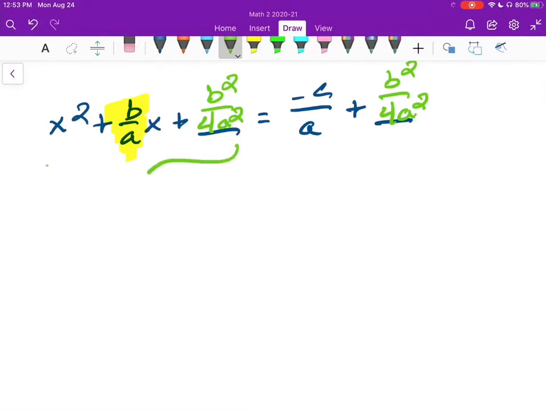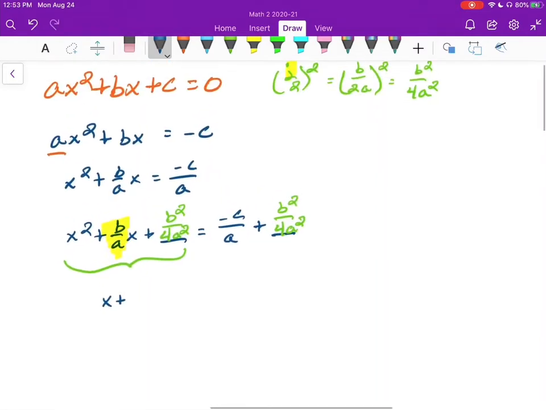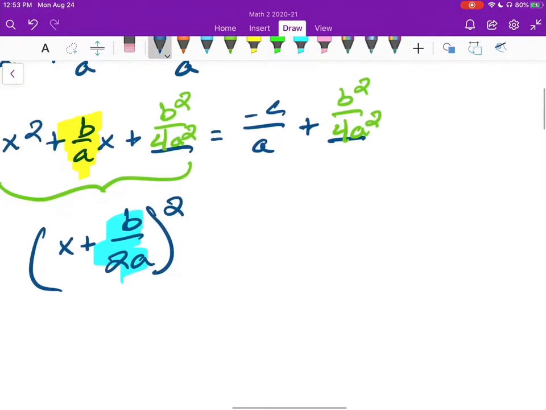But now that we're down here, this stuff on the left, we're able to factor into x plus b over 2a, and the quantity squared. I'm able to grab this b over 2a from right there, just like how I would normally do. And then this stuff on the right, I'm just going to leave it as is. I'm going to have negative c over a plus b squared over 4a squared.